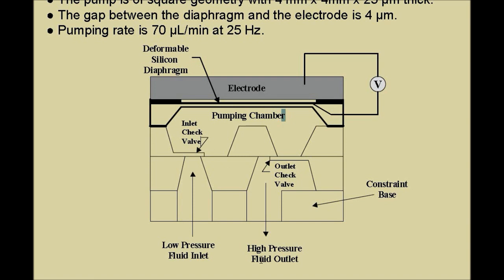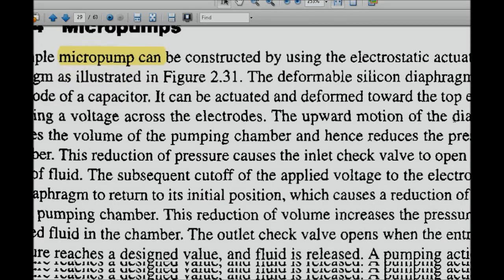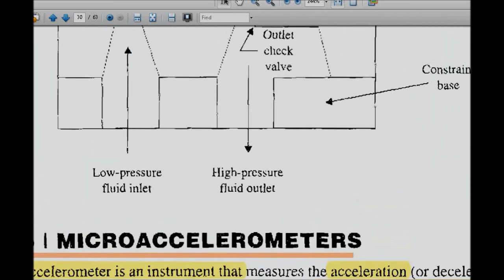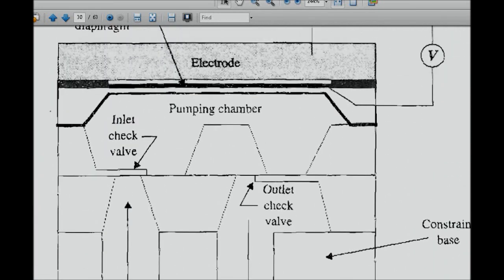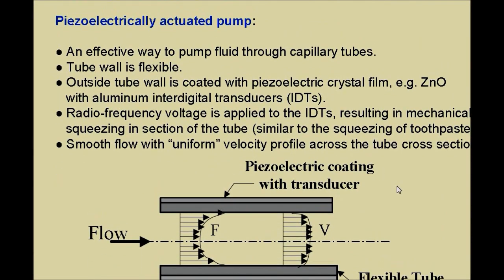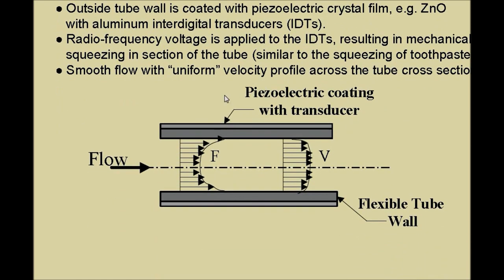Similarly, you also have another type of micro pump which you call a piezo pump. This piezo pump works on producing a wave type of motion in the flexible wall in which fluid will flow. So this is a piezoelectrically actuated pump, where piezoelectric crystals are coated on the outside of the tube wall in order to produce the wave shape of the motion.